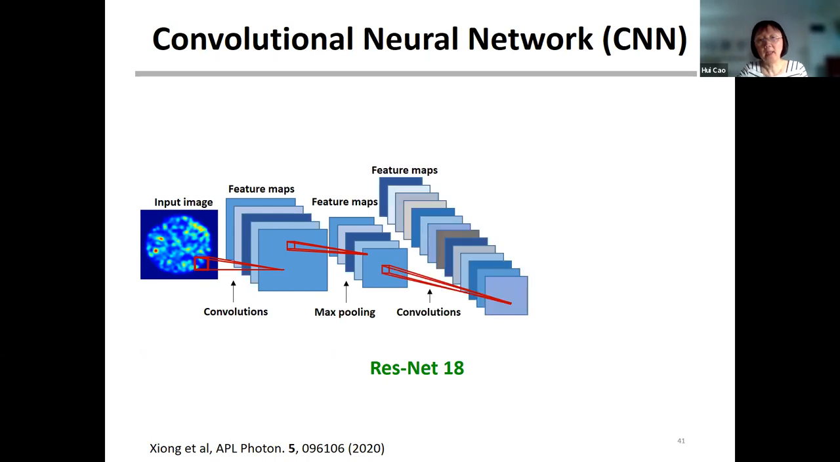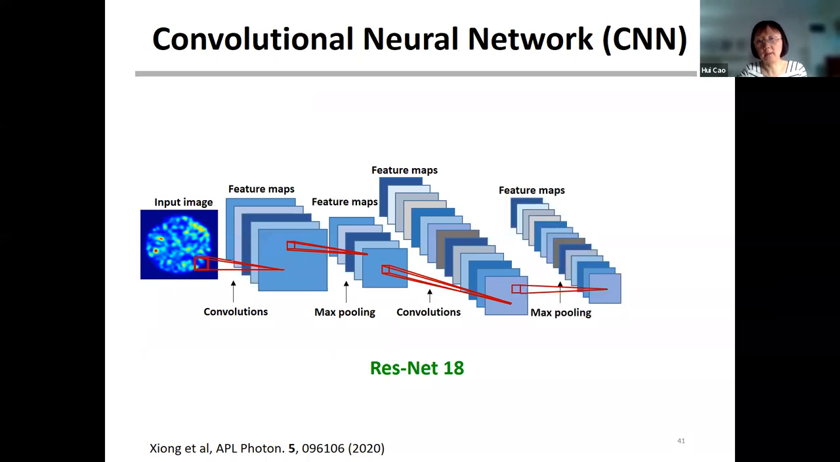And then those features go to the next layer, where they do this extraction again. At the end, in the last few layers of this neural network, they flatten out all the important features that are extracted from this image, and then they give us the output, which is the spectral phase we want. Okay. And we usually use what is called the ResNet.